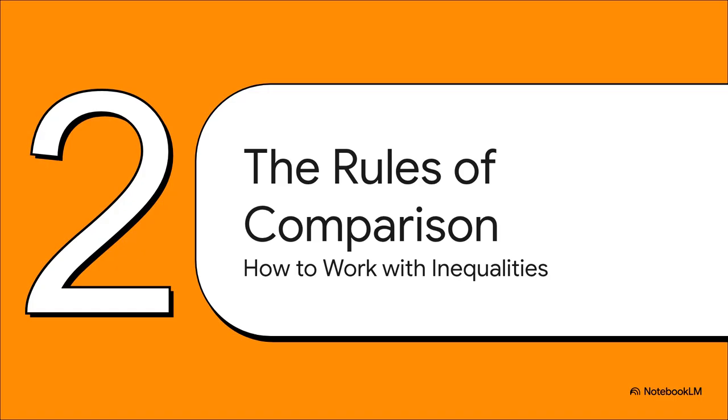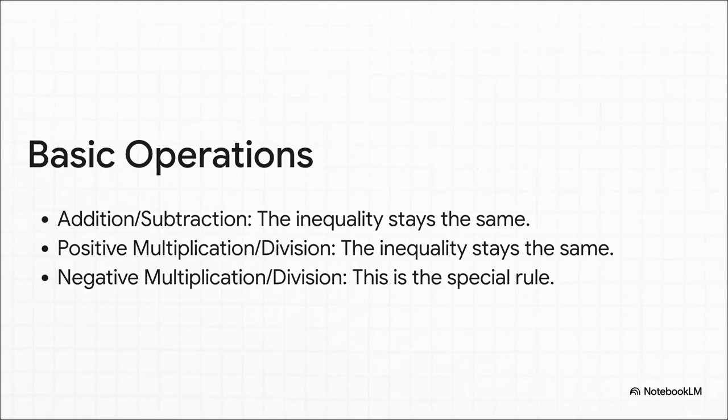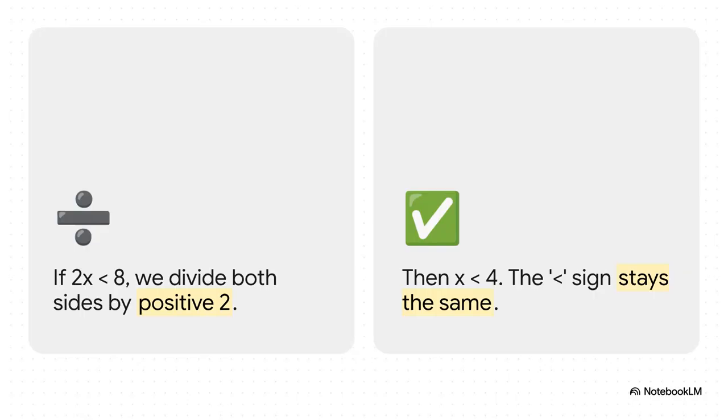Okay, so knowing the symbols is step one. But the real power comes from knowing the rules of the game. And honestly, for the most part, the rules are super simple. Just like with regular equations, you can add or subtract the same number from both sides, no problem. Same with multiplying or dividing by a positive number. The relationship holds true. But there is one crucial, tricky exception. And this is the one that gets everybody. So let's take a simple example. If 2x is less than 8, it just makes sense that x has to be less than 4, right? We just divide both sides by a positive 2 and nothing weird happens. The sign stays the same.